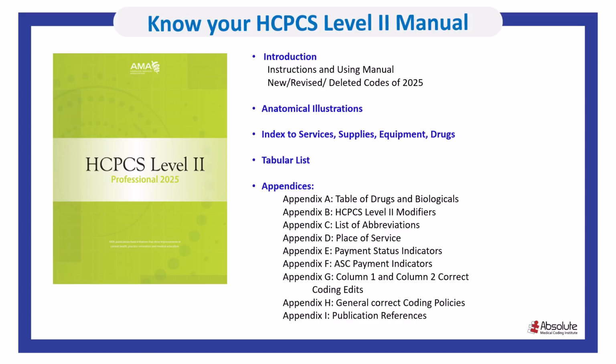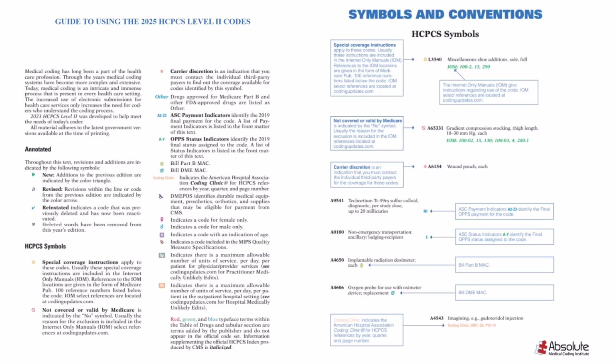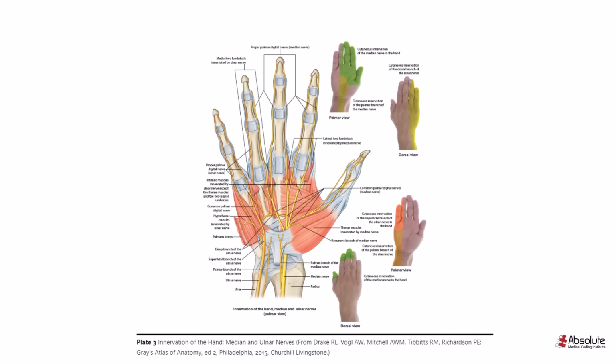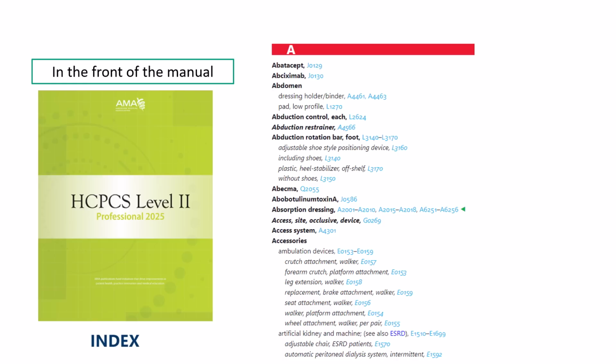So let's go ahead and get a glimpse of the AMA HCPCS Level 2. We're just going to open it up, and this is what it looks like. So you basically see your annotations, your symbols, and more. Conventions, anatomical illustrations. Beautiful. I love it. And this is what your index looks like.